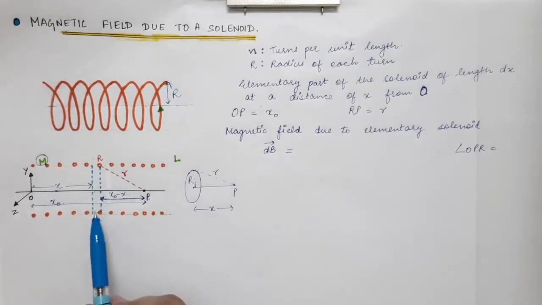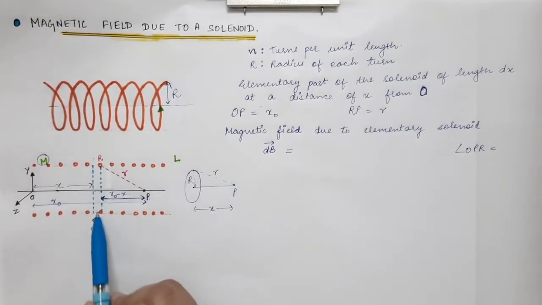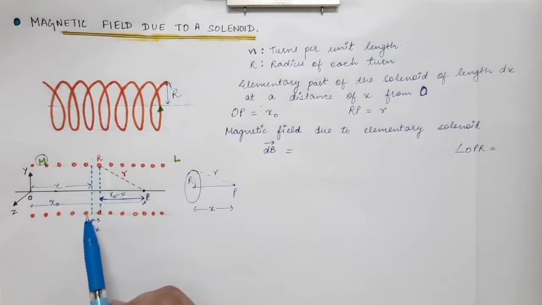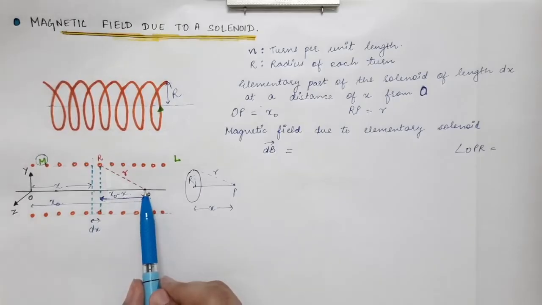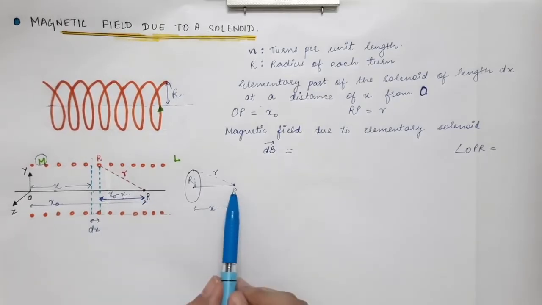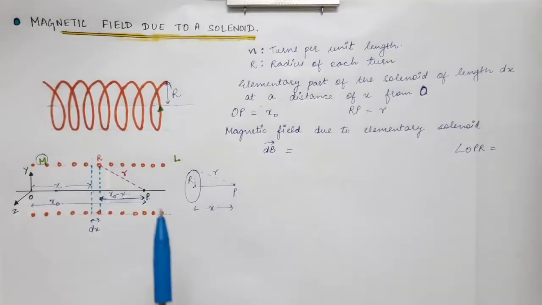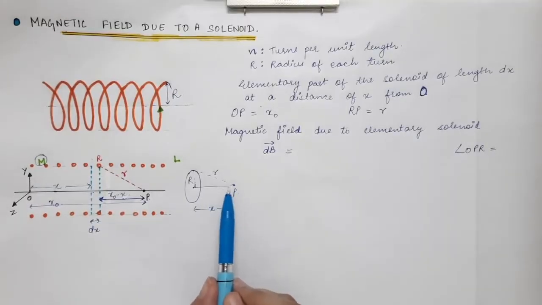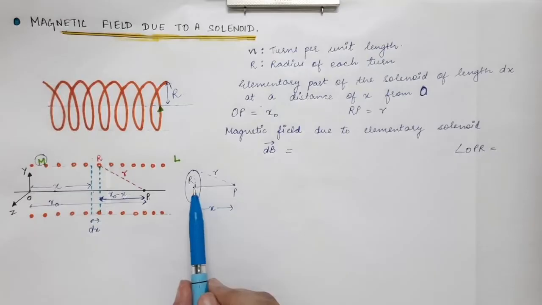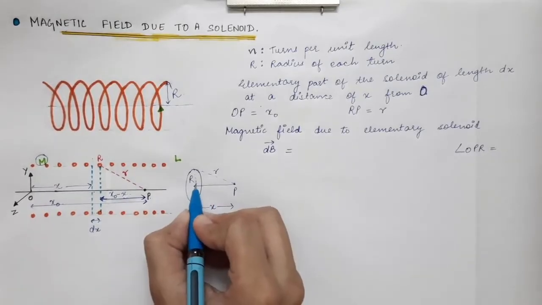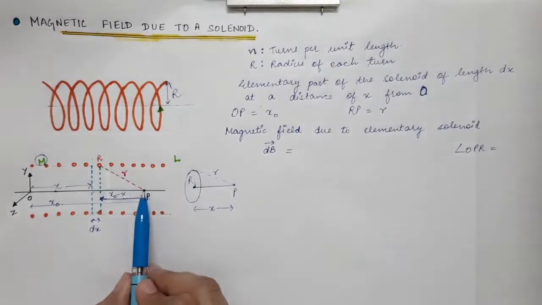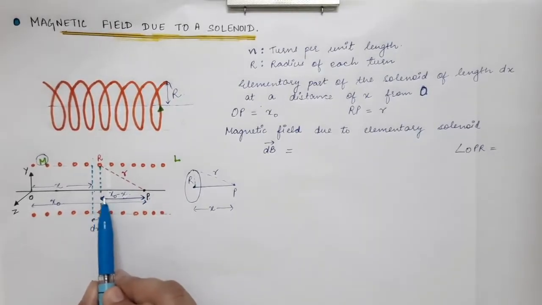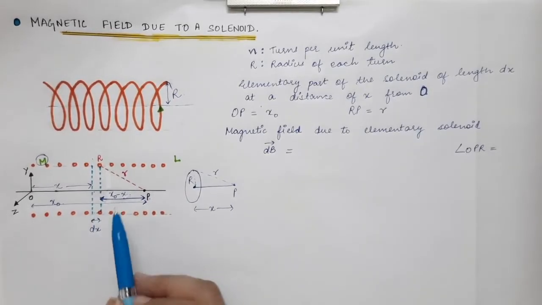Instead of a single coil, now you have an elementary part of the solenoid which has some number of turns present in it. In both cases the point P is present on the axis. But in this particular case, the distance of the observation point from the center of the coil was equal to x, but in this case the distance of this point from here is equal to x naught minus x.